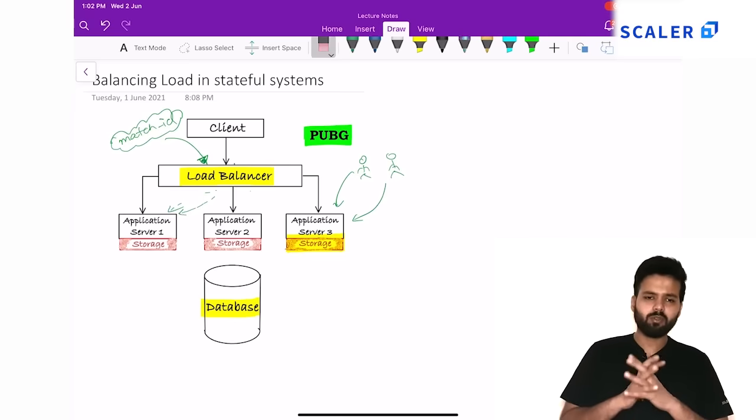Which algorithm can we use to distribute this traffic? Well, in this video, we are going to discuss one such approach. We are also going to look at its pitfall and build intuition for the upcoming video on consistent hashing.